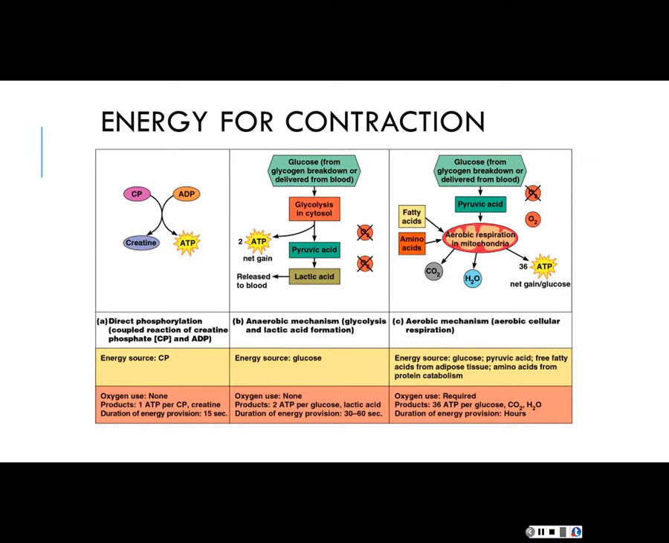Produce ATP. And then creatine would have been what? What is the word when I said it releases a phosphate? Dephosphorylated. Very good. Dephosphorylated.